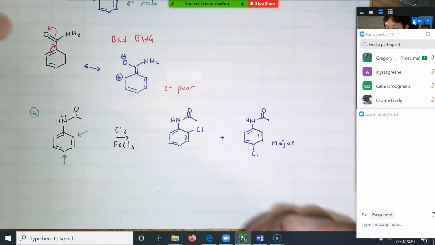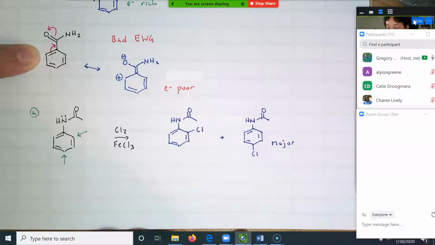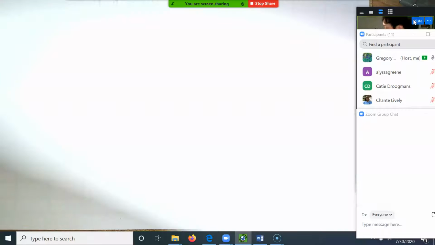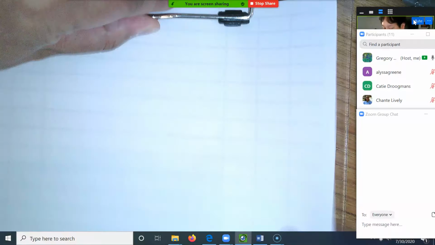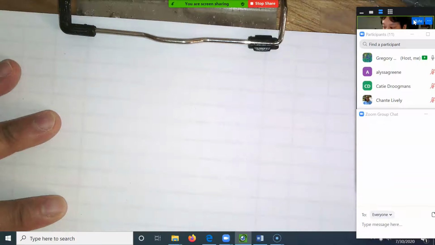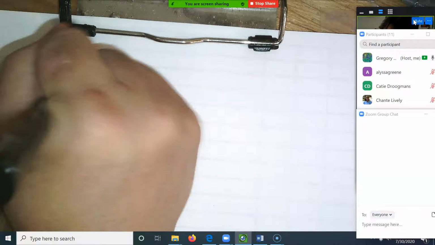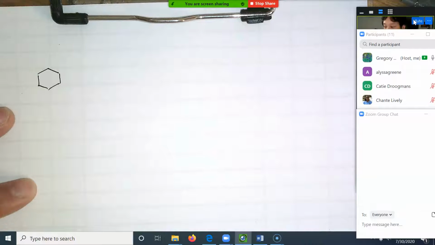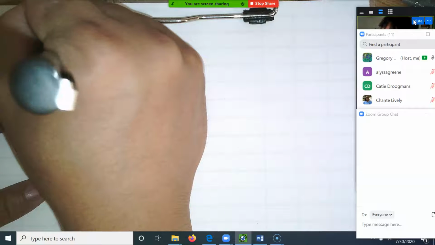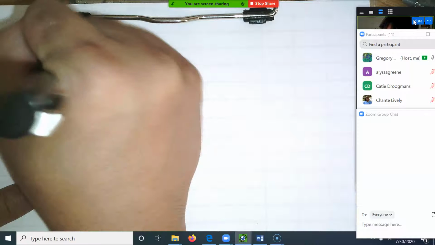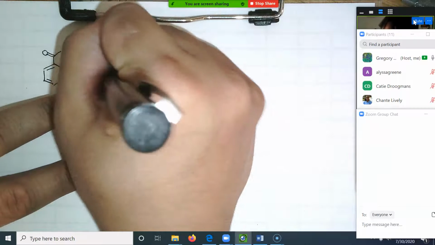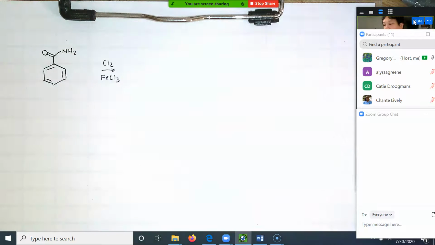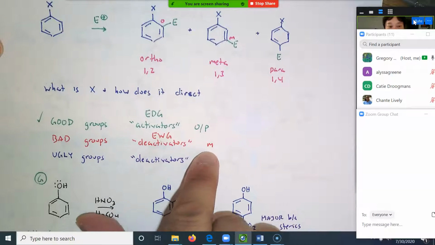What are we going to do next? Let's do chlorination on this molecule right here. Unfortunately, I can't get this on the same page. Start a new one. Electron withdrawing group. So the electron withdrawing group that I have is this. It's the amide, but now we're on the carbonyl side. Carbonyl side. And Cl2, FeCl3 again. For the bad groups, meta-directing.